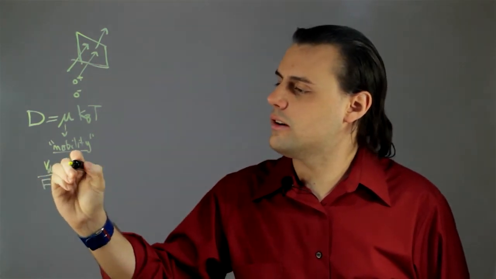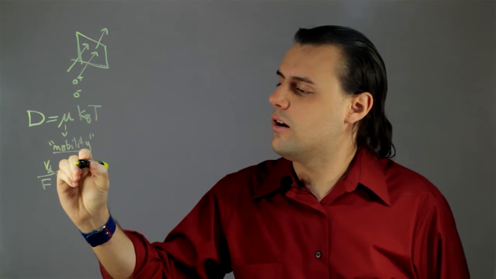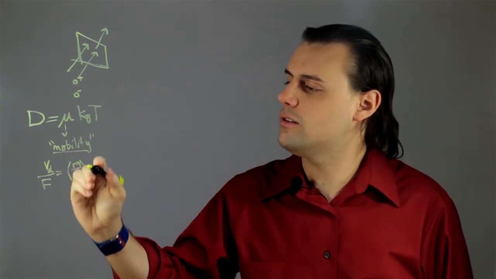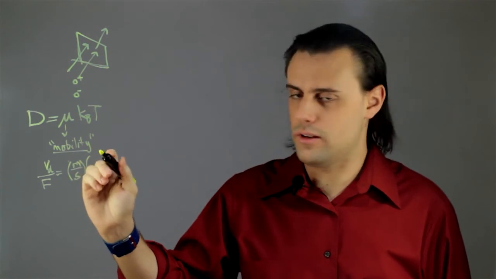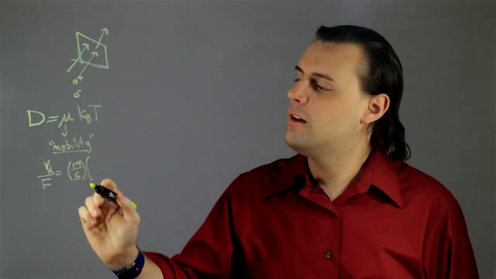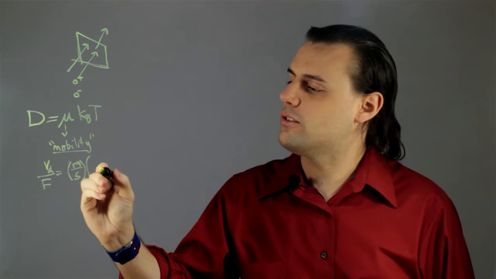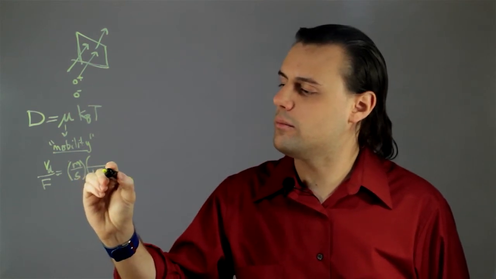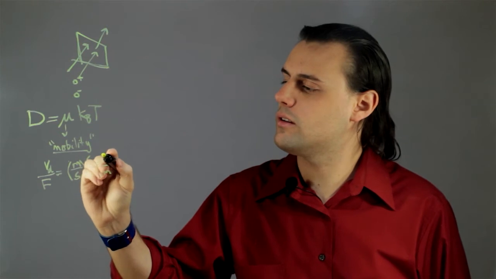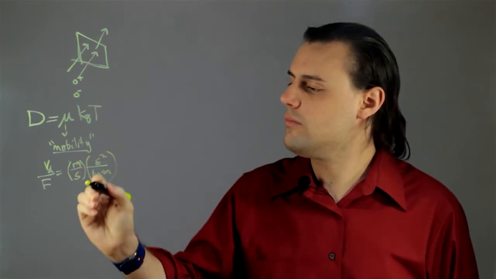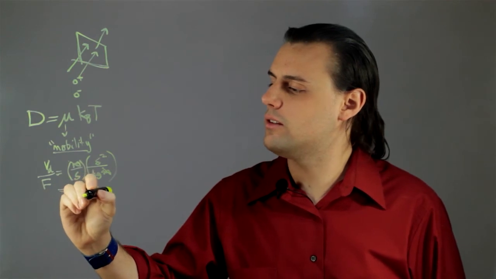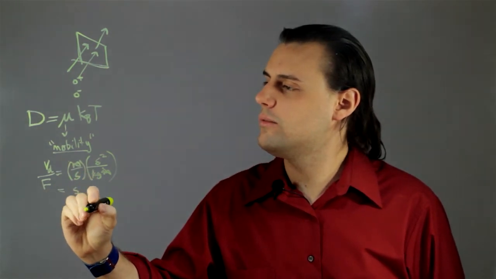And the units here for velocity are in meters per second, and the units of force are newtons, and 1 newton is equal to 1 kilogram times a meter over second squared. So if I'm dividing by force, I have kilogram times meter over second squared. The meters cancel out, so I'm left with seconds over kilograms.